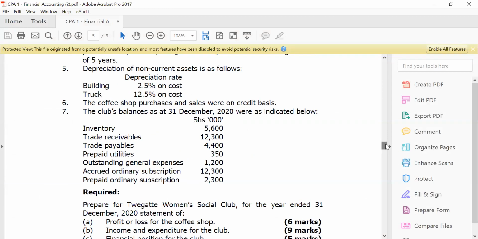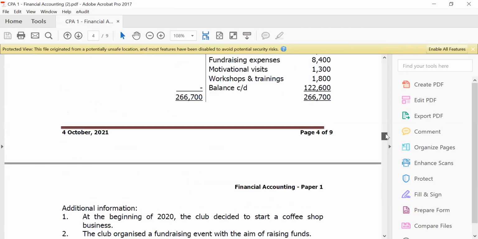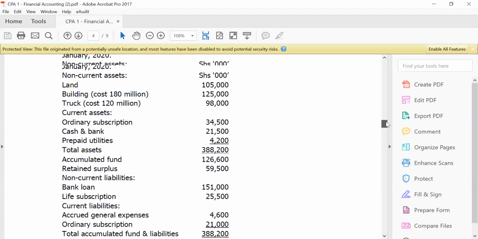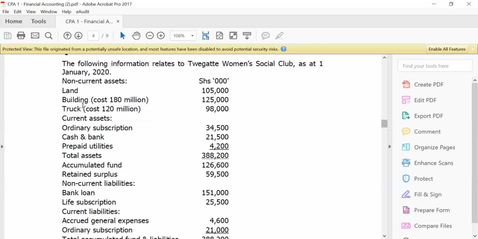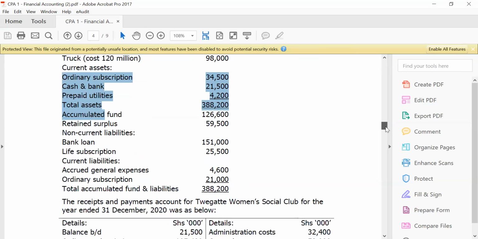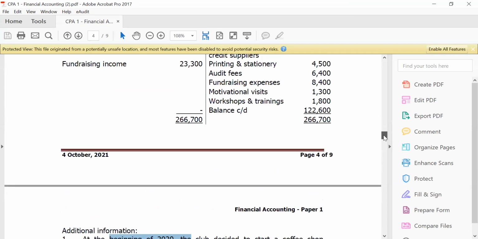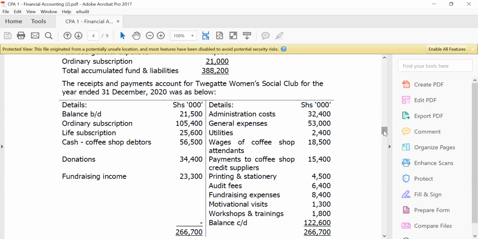Now, this is the question. Opening inventory is the inventory that you started with at the start of the year. So opening inventory would actually be gotten from your current assets. But we don't have opening inventory. Why? Because this coffee shop was started at the beginning of 2020. So opening stock is 0.